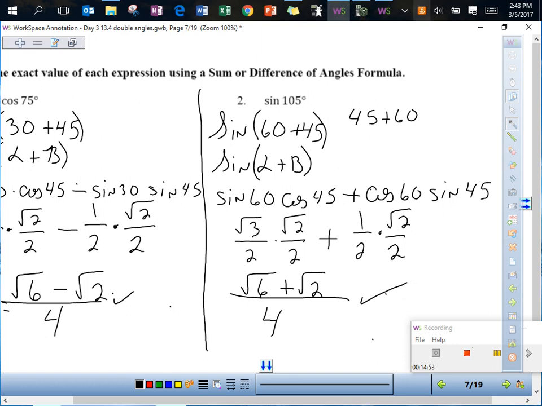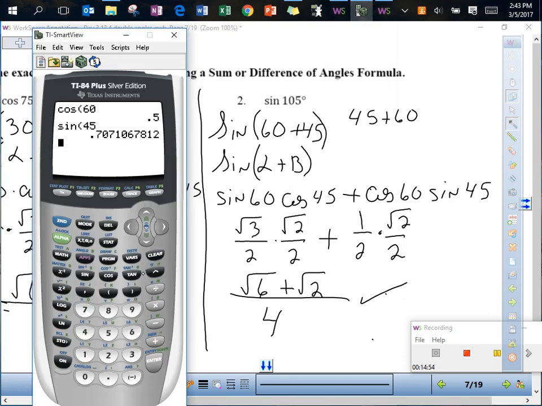And guys, get in the habit of checking it. I won't check anymore after this one. But sine of 105, I should see 0.9659. Let's go radical 6 plus radical 2.